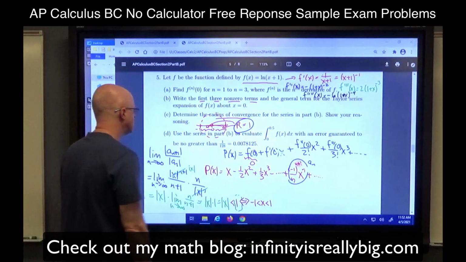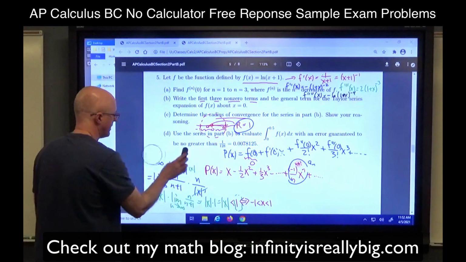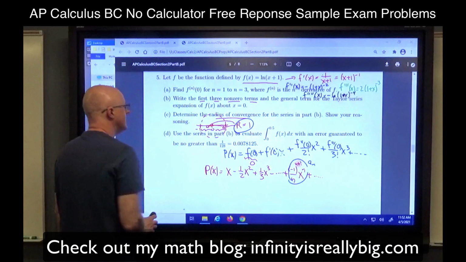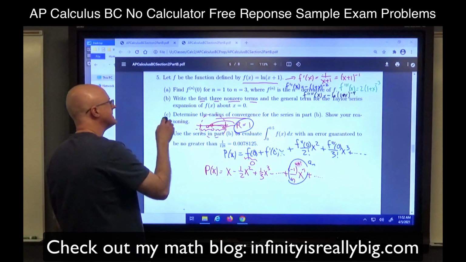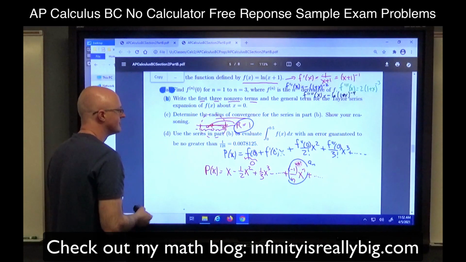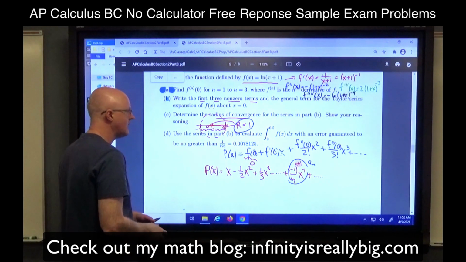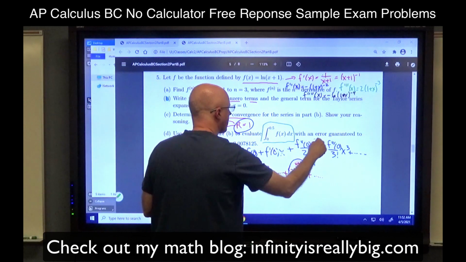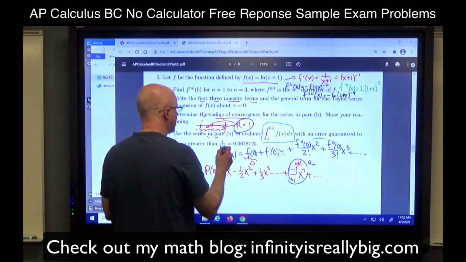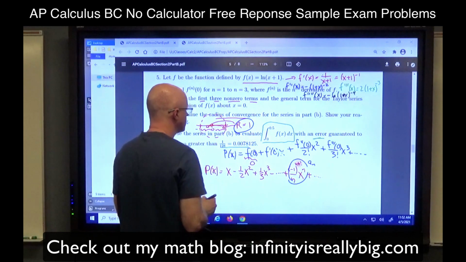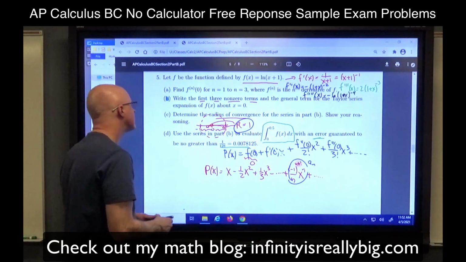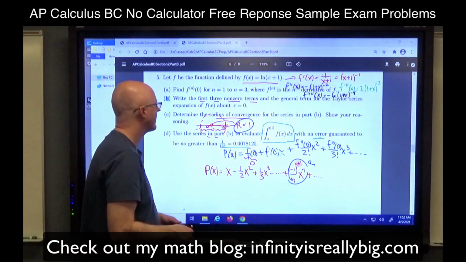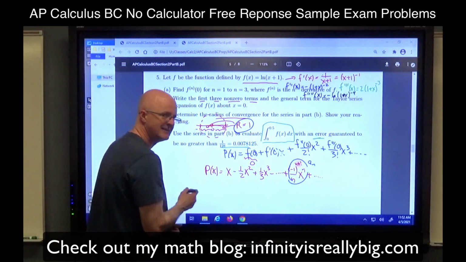All right, on to part D. How in the world can we possibly do part D without a calculator? Use the series from part B, this thing, to evaluate this integral to within an error guaranteed to be no greater than, in other words, less than, 1 over 128, which is that number as a decimal. They're not trying to trick you.